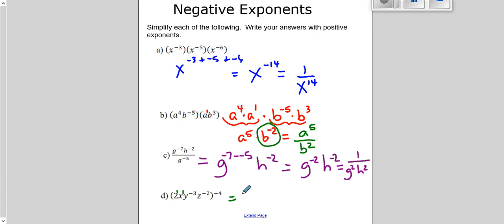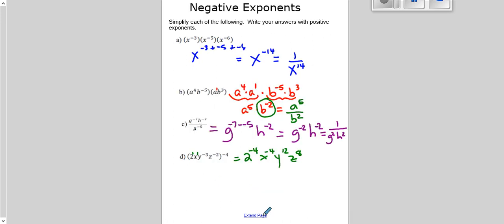So what we actually get out is 2 to the -4, x to the -4, y to the +12, and z to the +8. So I multiplied all those exponents by the exponent that was on the outside. So that -4 touched all of them. I'm making a mess there, but it touched all of them. So you get the idea.